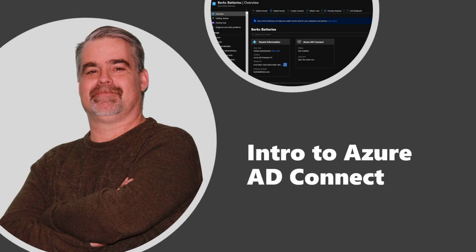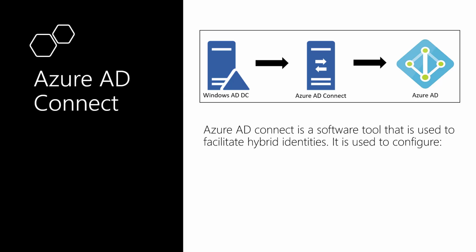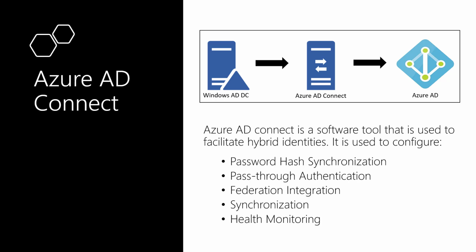In this lesson, we're going to take a look at what Azure AD Connect is, what Azure AD Connect Health is, and what they're used for. Azure AD Connect is a software tool that's used to facilitate hybrid identities. When you deploy Azure AD Connect into your environment, you can use it to configure password hash synchronization, pass-through authentication, federation integration, synchronization, and health monitoring.